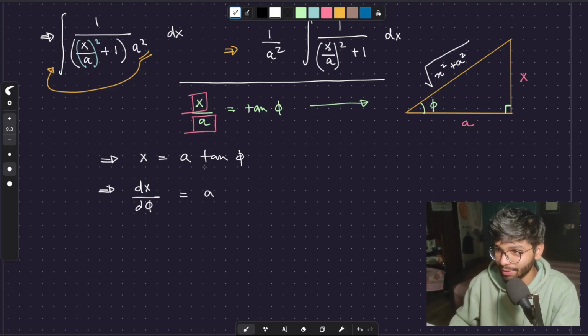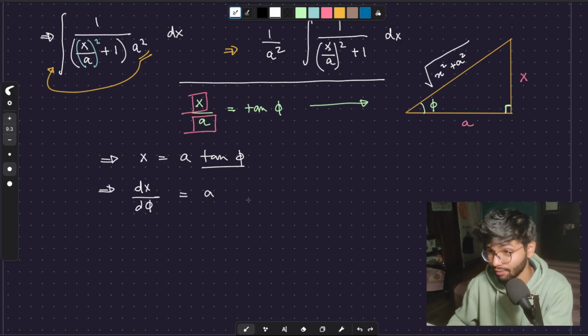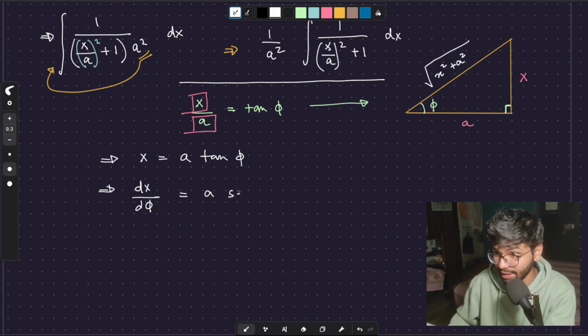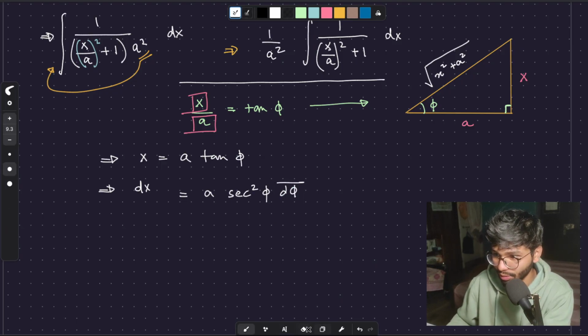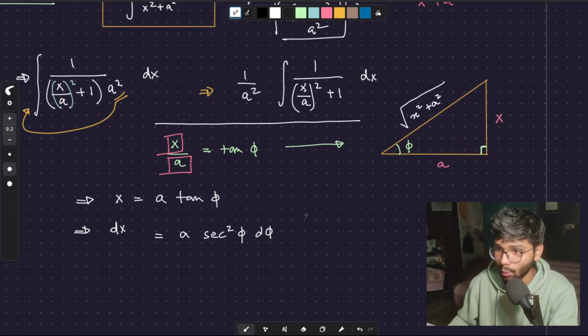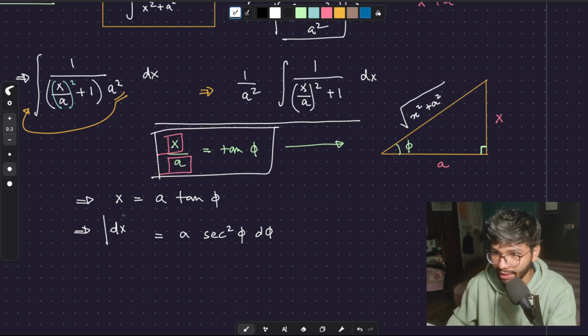So what is the first derivative of tangent? That's secant squared phi. Great. So we can move this d phi over here. Great, because we know how to cross multiply things, don't we? Great. So we have this one, and now we can plug both of these in, this substitution and this substitution.